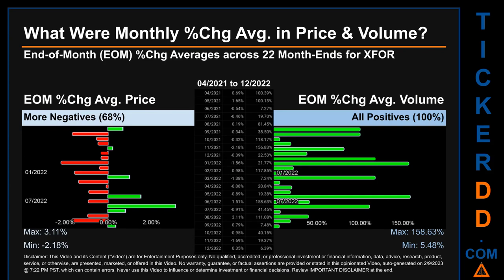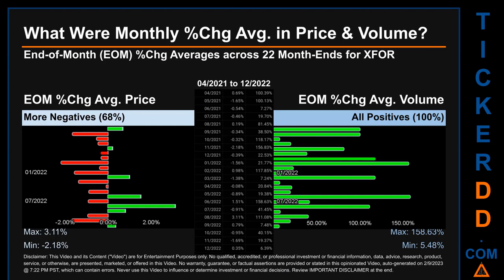What were end-of-month percentage change averages in price and volume for XFOR? The monthly average of percentage change, in price and in volume, were calculated for each of the 22 month ends. That calculation took daily percentage changes and averaged them for each given month. If a month end came out negative, then it means that the month summarily saw a negative change.